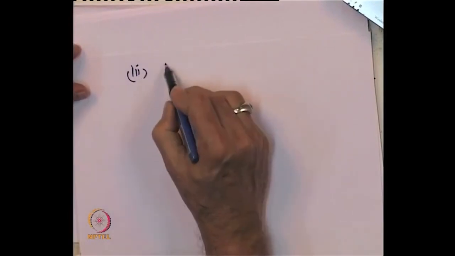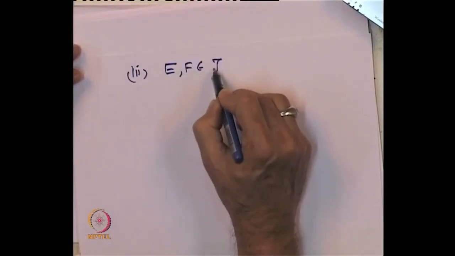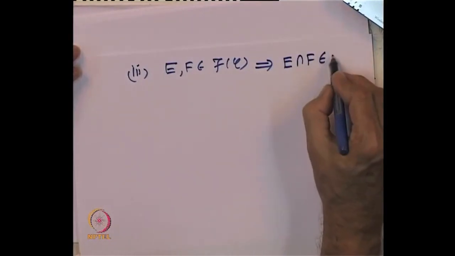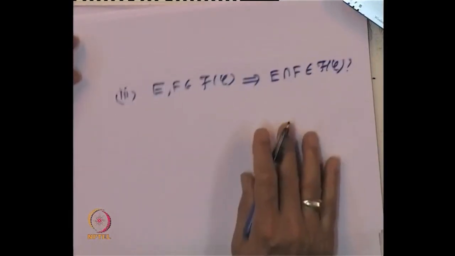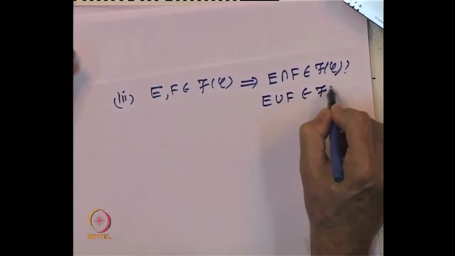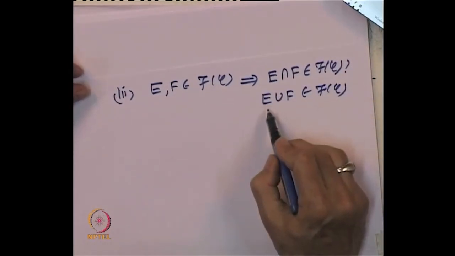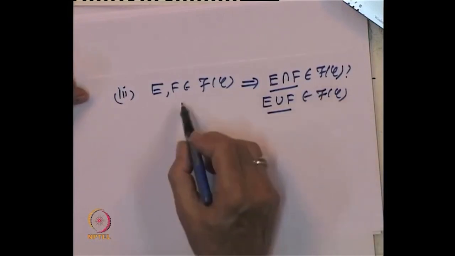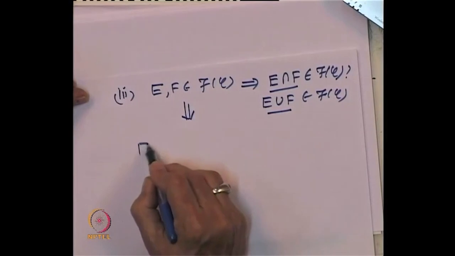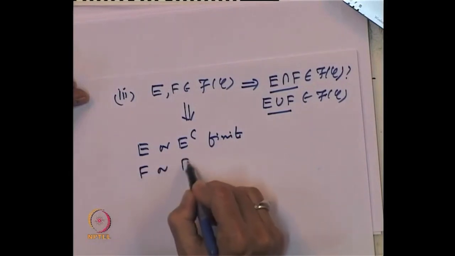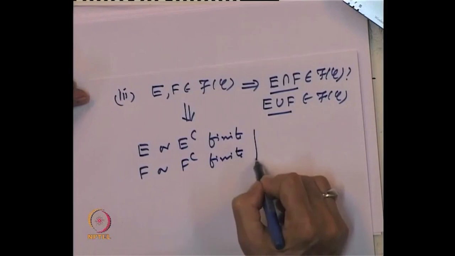And let us show the third property, namely that if E and F belong to F of C, then that implies their intersection also belongs to F of C. Equivalently, this is the same as saying that E union F belongs to F of C, because we have observed that from union you can go to intersection by complements, since the class is already closed under complements. But E and F belonging to F of C means E or E complement is finite, and F or F complement is finite. So, various possibilities arise.